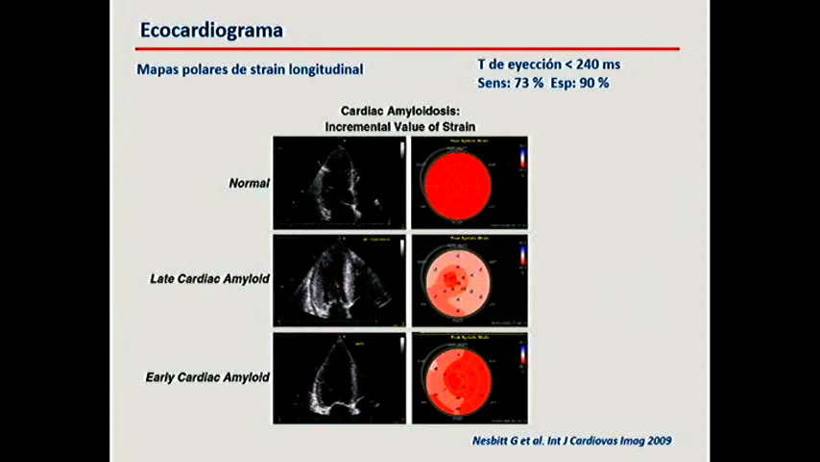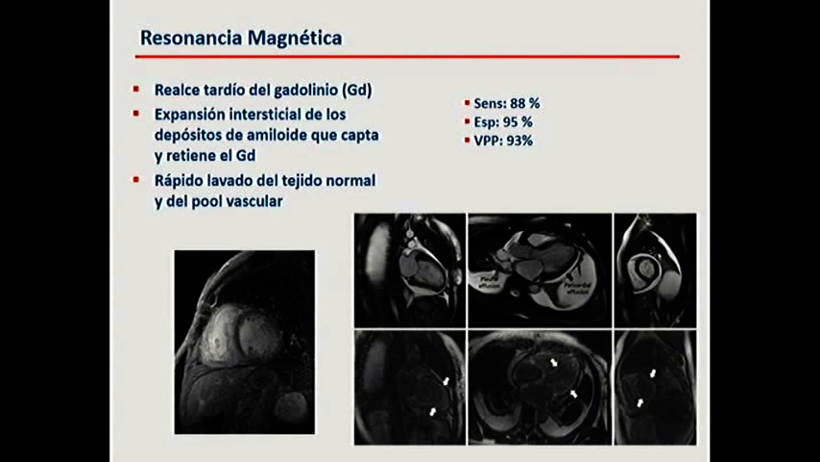And here we have the strain, the longitudinal strain, which is something the modern echo-Doppler provides. You can see the normal polar map of the strain, and in cardiac amyloidosis, you can see that this strain is altered. It's only conserved in the apex, and in an early one, you can see the evolution where there is an intermediate alteration of the longitudinal strain.